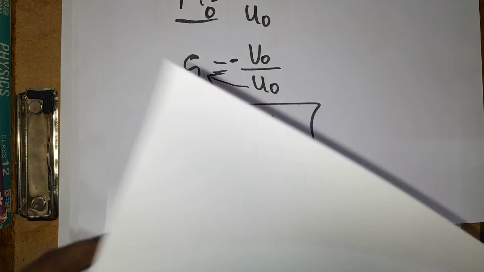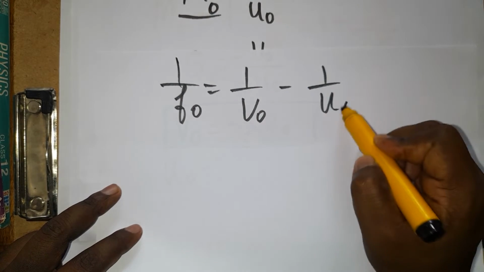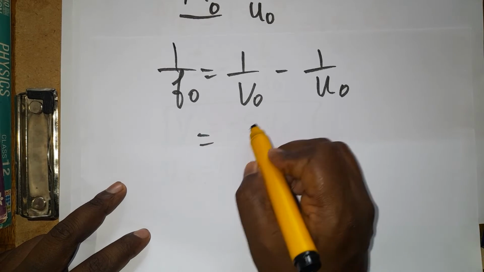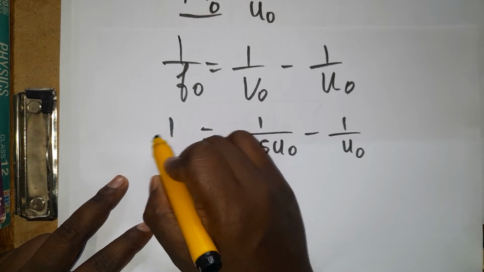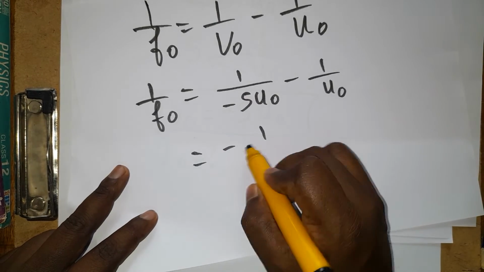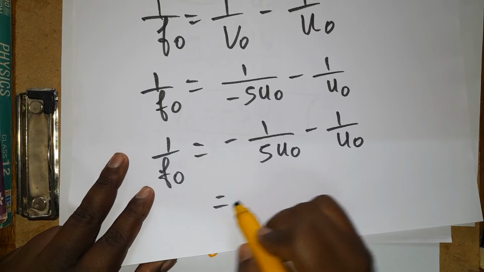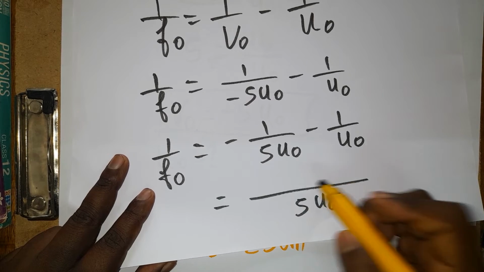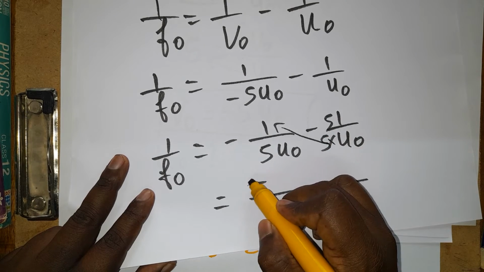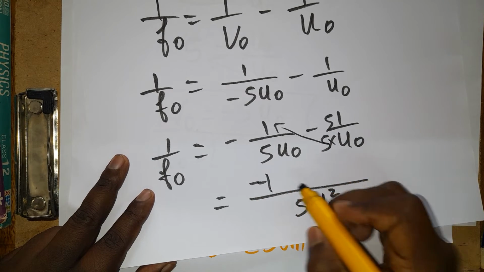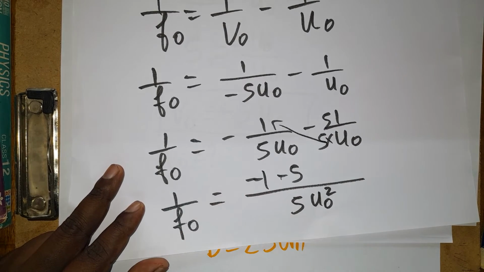So to find UO, you can use 1 by FO is equal to 1 by VO minus 1 by UO. VO I know, minus 5 times UO. So 1 divided by minus 5 times UO, minus 1 divided by UO. Everything is for the objective lens only, FO. So minus 1 divided by 5 UO minus 1 divided by UO equals 1 divided by FO. Just a cross multiplication, 5 times UO square. Minus 1 and minus 5, it's going to be 1 by FO. Just a simple calculation only.